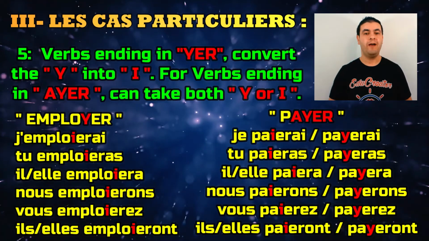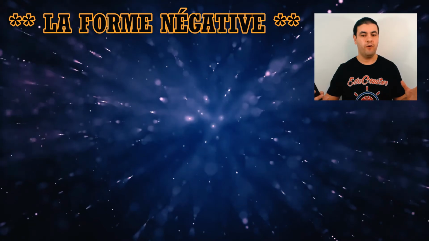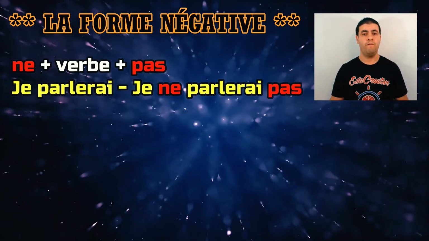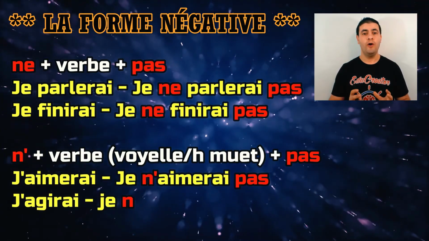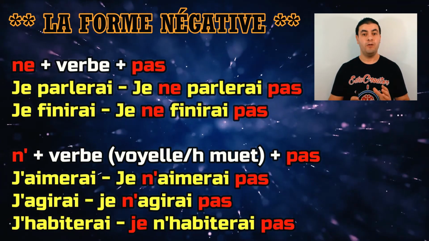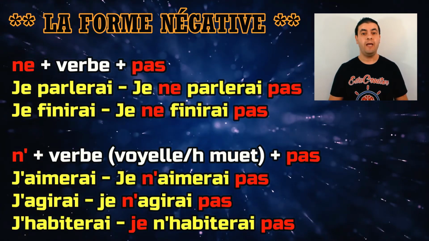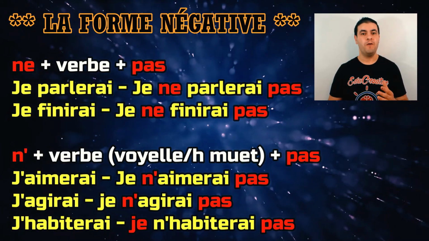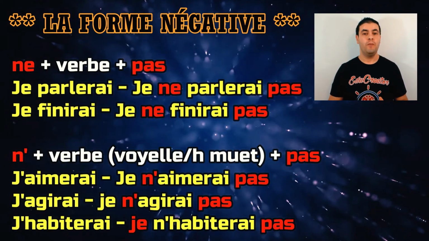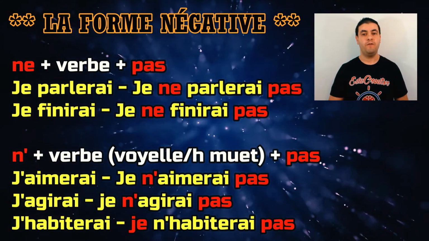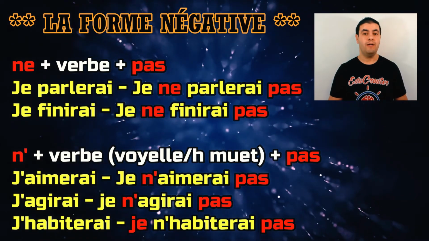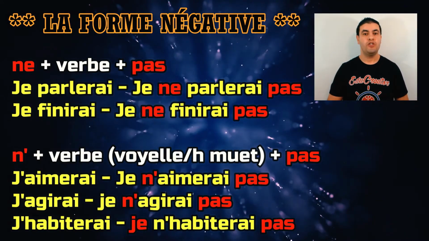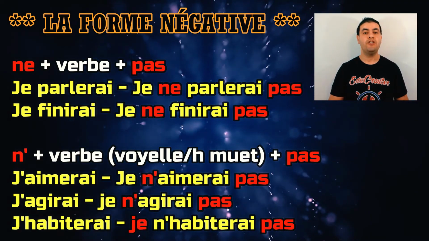Before I close the video, guys, I just want to talk about the negative form. The rule says for the negative form, you just need to put the verb between ne and pas. For example, you say je parlerai, je ne parlerai pas. And for verbs starting with a vowel or a mute H, you put the verb between n apostrophe and pas. So you will say j'aimerai, je n'aimerai pas. J'agirai, je n'agirai pas.